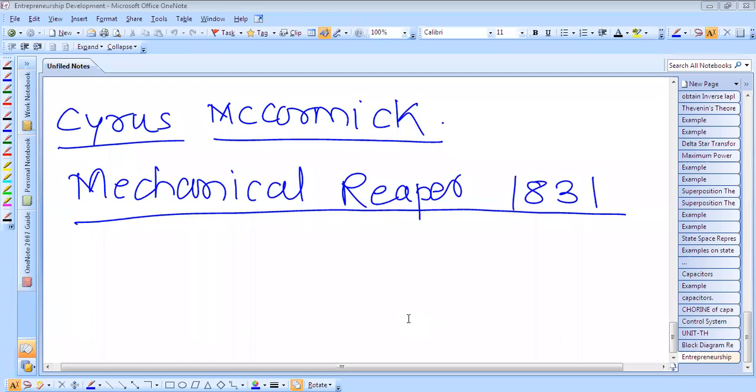So this was precisely what occurred when Cyrus McCormick invented the mechanical reaper in 1831. We used to see farmers reap the wheat by hand. When they reap the wheat by hand, they can cut only 1 acre, or 2 acres of land, in a day. But with the help of McCormick's reaper, the farmer could reap a dozen acres a day, meaning 12 acres, with the help of this reaper that McCormick invented.